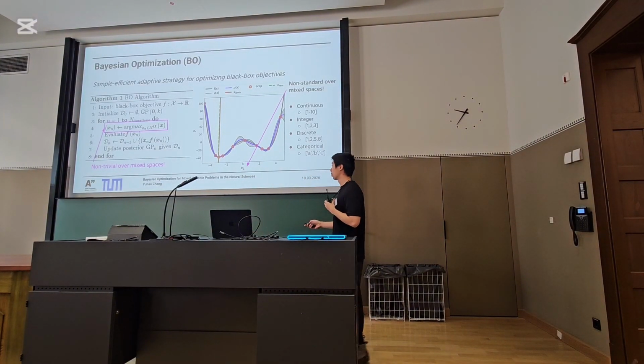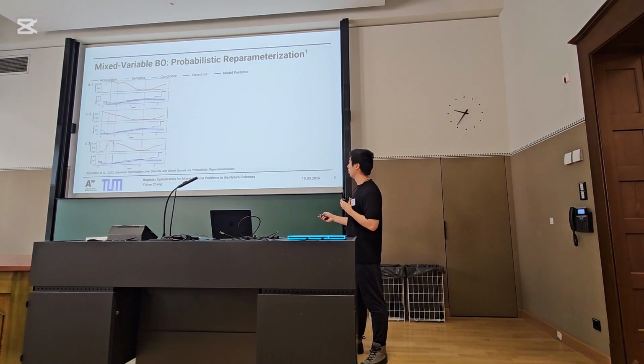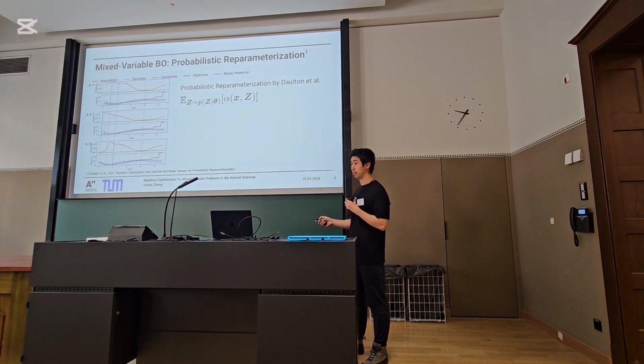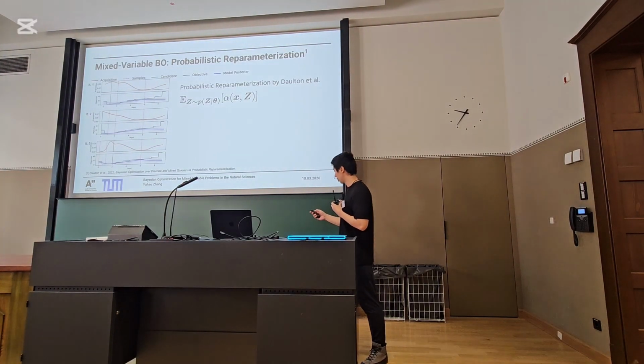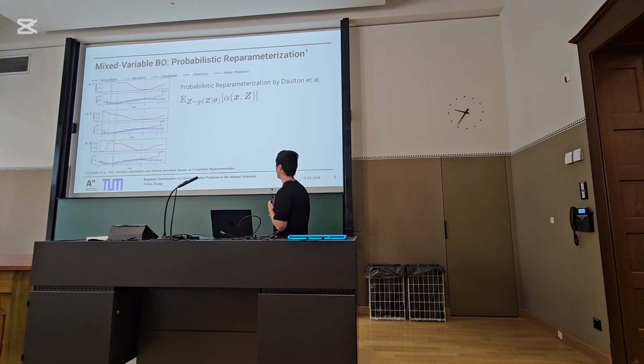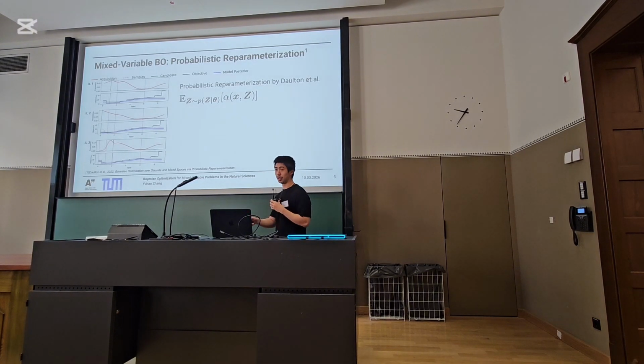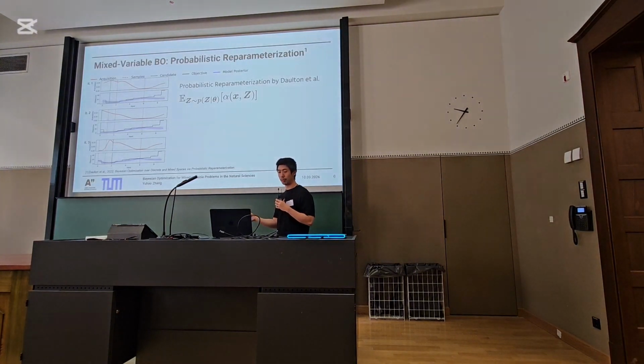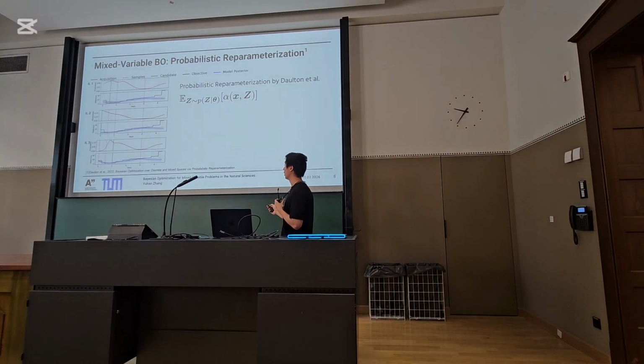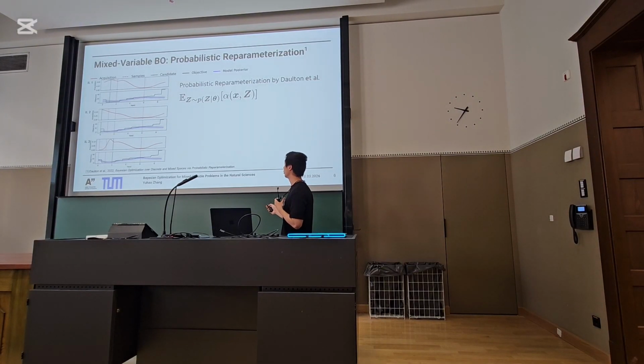And that's what makes this mixed field particularly tricky. And that's where we implement a method by Daulton et al. from Meta. Essentially, they use this reparameterization method, which maps the discrete non-continuous variables into a continuous theta space. So Z is your non-continuous space, theta is your continuous space.